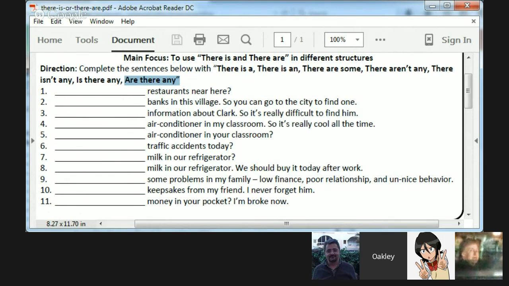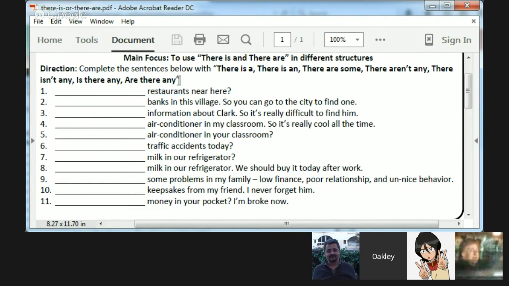Okay. Kimura, can I hear you? Yes, I can. I'm here. Are there any restaurants near here? Very good. Notice in the question form, the verb goes in front of there. Are, there, and then the subject noun. So again, the subject noun still follows the verb, but it also follows there. There are subject noun becomes are there subject noun.